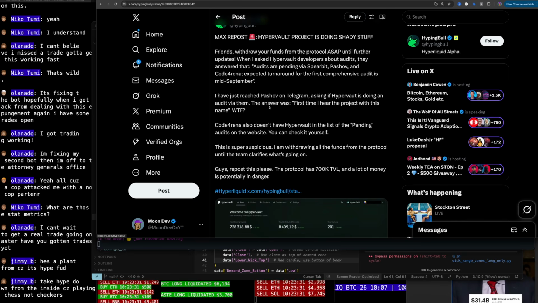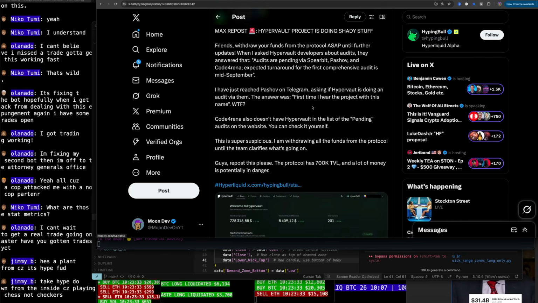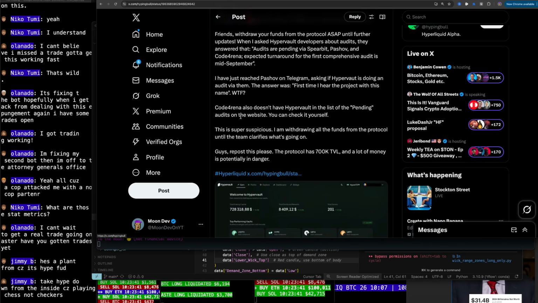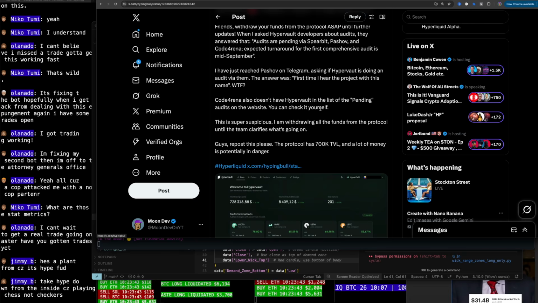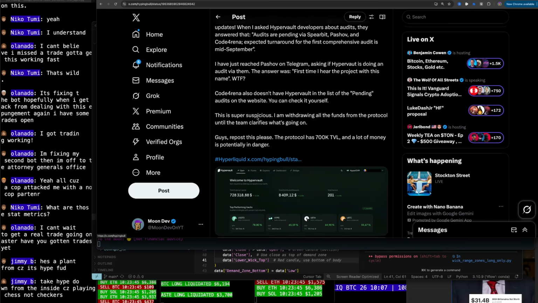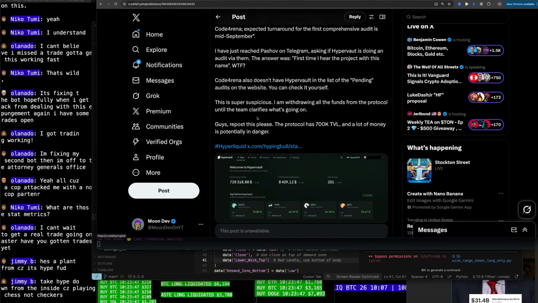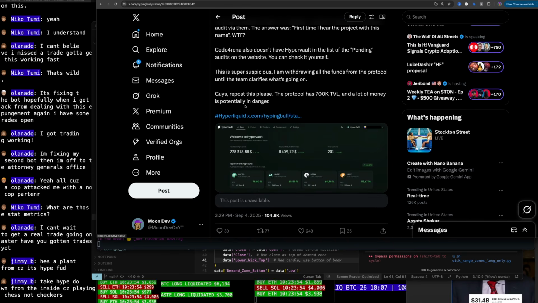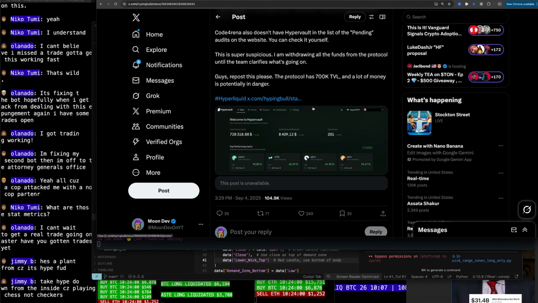I've reached out to Pashoff on Telegram asking if Hypervault is doing an audit via them. The answer is first time I hear about this project with this name, WTF. Code Arena also doesn't have Hypervault in the list of pending audits on their website. You can check it yourself. This is super suspicious. I am withdrawing all the funds from the protocol until the team clarifies. Guys, repost this, please. Protocol has 700k TVL and a lot of money is potentially in danger.